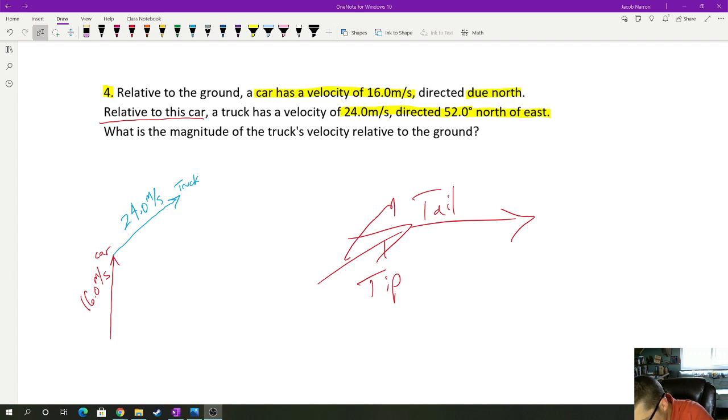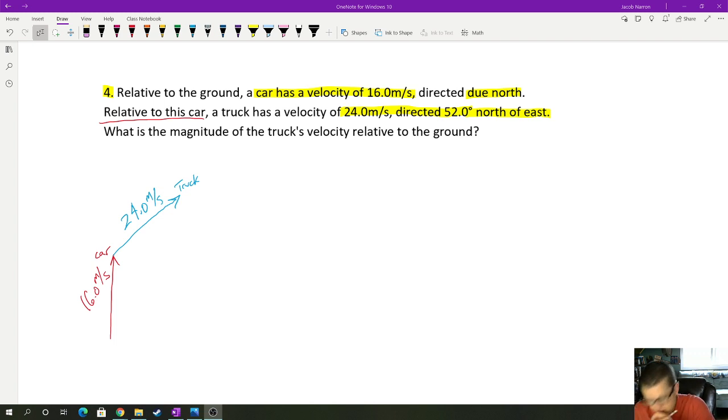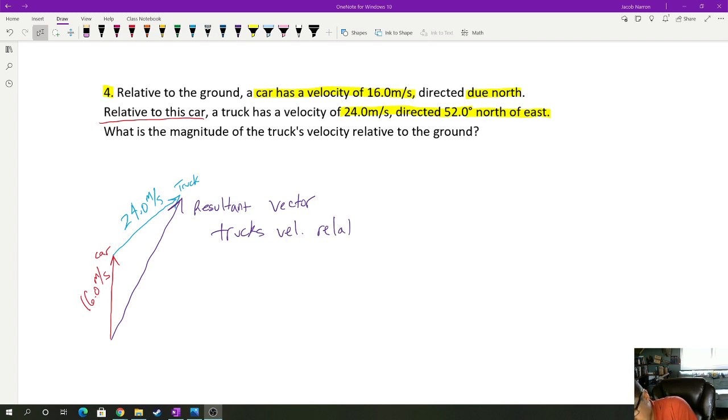But what we're looking for here when we do this problem is we're trying to find the resultant vector. Now, resultant vectors I always draw start to finish. Start to finish. So here's my resultant vector. Now, what this resultant vector is going to give me is the truck's velocity relative to the ground. So that's what we're looking for in this problem. Truck's velocity relative to the ground. So that's what we need to find.